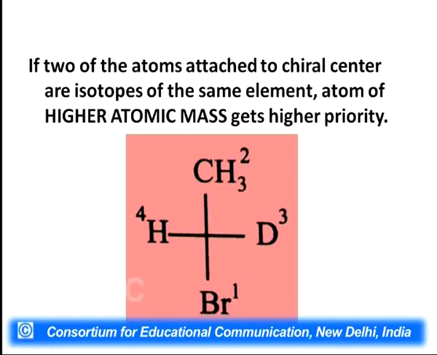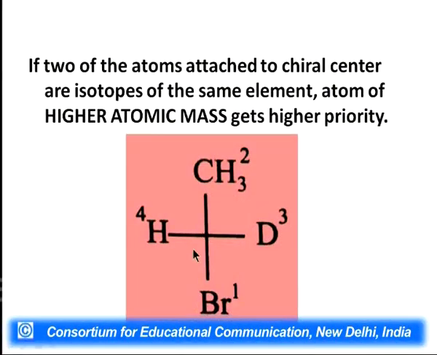Now the next point is, if we have two atoms that are isotopes attached to the chiral carbon, that is, I have isotopes of hydrogen here, that is proton and deuterium. So in this case, the atomic number is going to be the same. You know, isotopes are atoms which have the same atomic number but different mass number. So in this case, we cannot give priority on the basis of atomic number. So what we do here is we give priority on the basis of mass number or atomic mass.